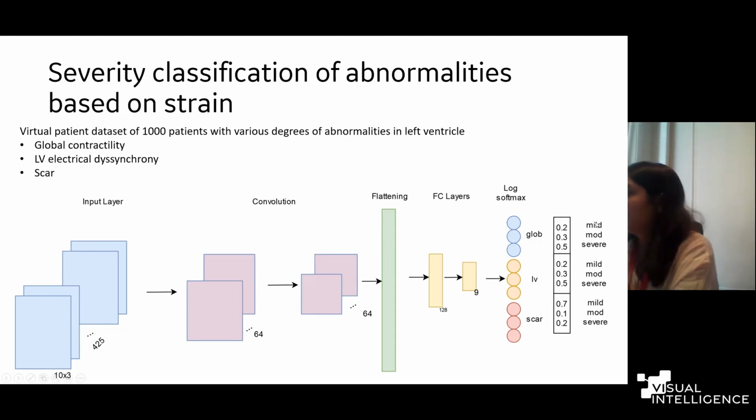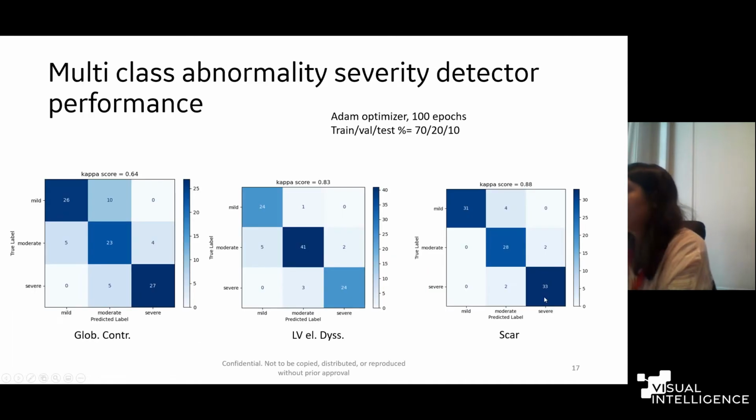So that's why the probability values correspond to mild, moderate, or severe labels. Our labels are that, not the abnormalities themselves. So that's why I call it multi-class abnormality severity detection. And if you look at the performance, we see that the scar and left ventricle electrical dyssynchrony are the ones performing a bit better compared to the global contractility.